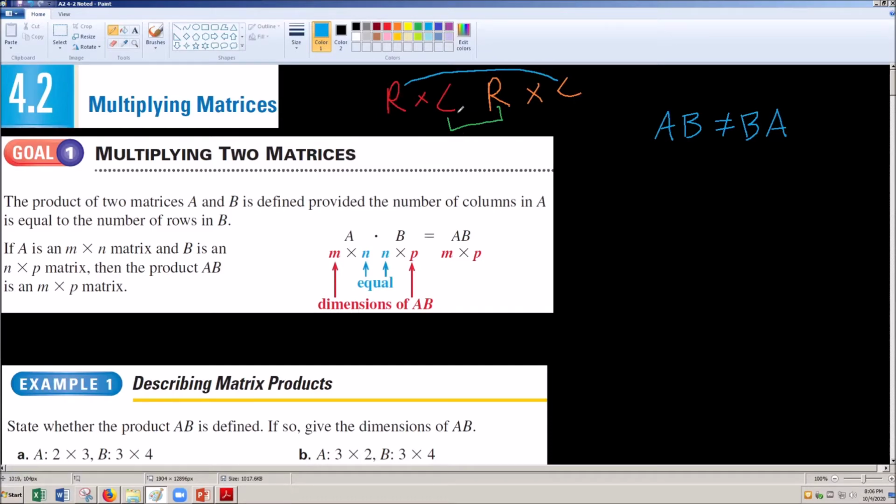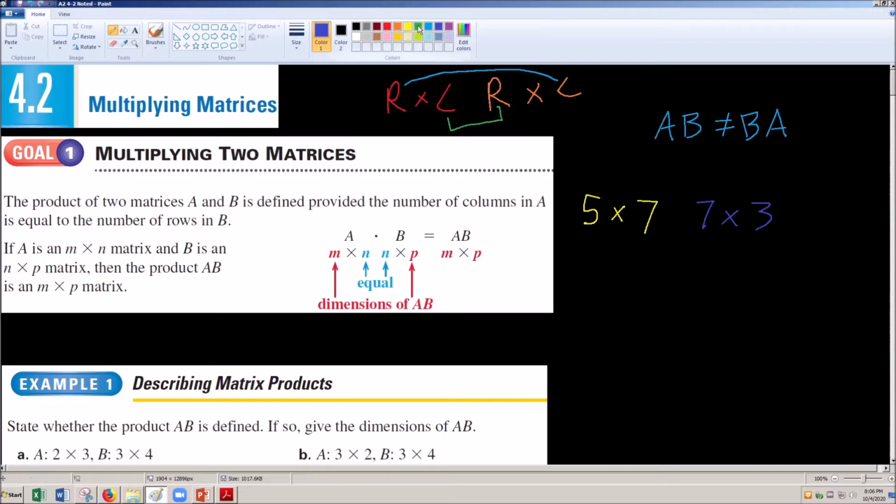So if these two were the same, then yes, I can multiply them. And what are the dimensions for the new matrix going to be? It's going to be this by that. I'm going to show you an example here. I'll pick a yellow matrix and say it's a 5 by 7. Then a purple matrix, which is 7 by 3.